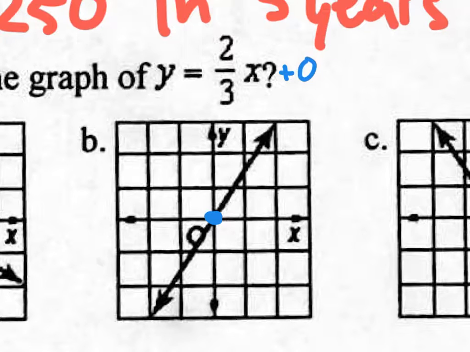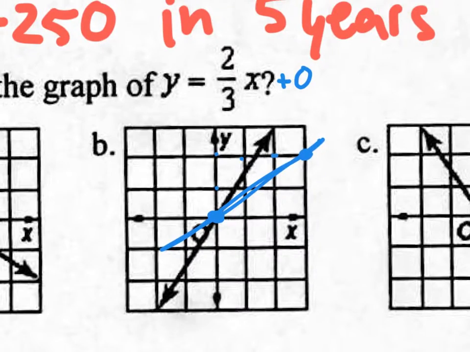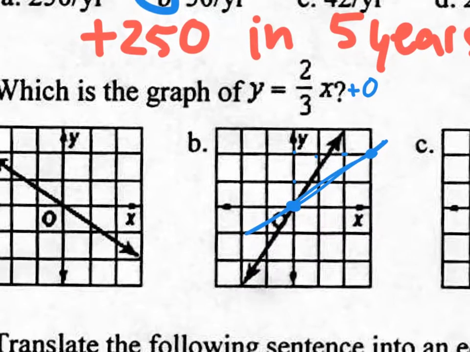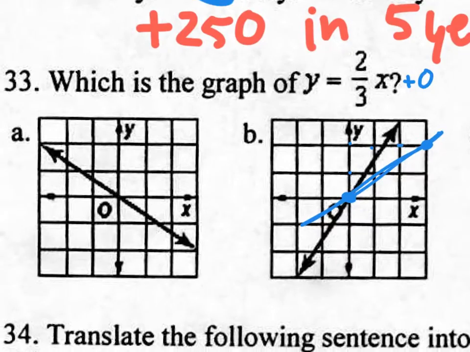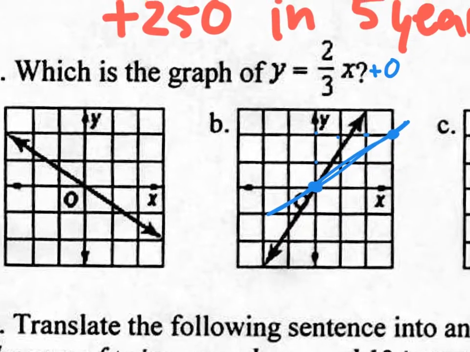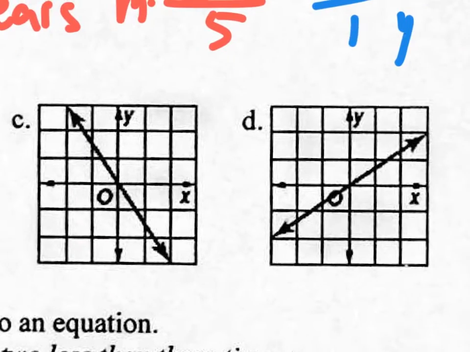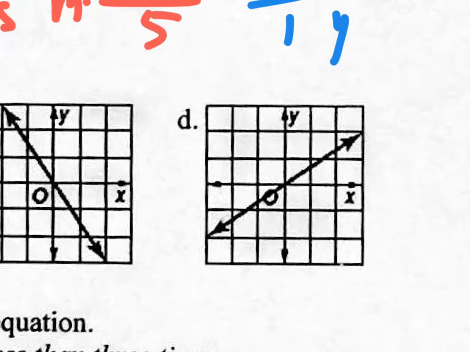And if you go up 2, 1, 2, and over 3, 1, 2, 3, well, that's definitely not the line because this is the line that it should be, right? So that's not it. So which one actually crosses at the origin and goes up 2 over 3? And that's not it. That's not it. Yep, here it is. Crosses at the origin and goes up 2 over 1, 2, 3. This is our line. Winner, winner.